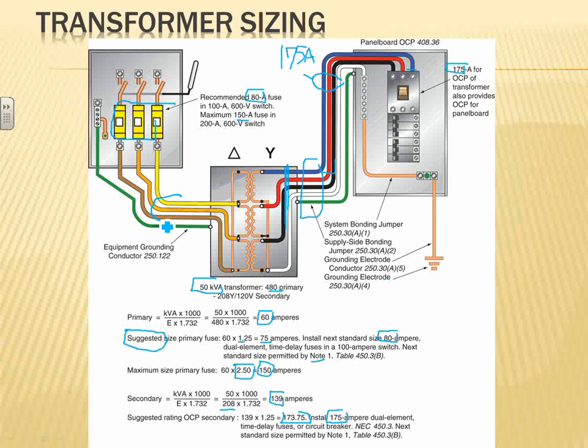On this side, right in here, I'm going to match the recommended though. This will be an 80 amp circuit breaker, an 80 amp fuse. So my conductors will be rated for 80 amps. My fuse will be an 80 amps on the primary side. On the secondary side, my conductors will be 175 and my circuit breaker will be 175. Match it.